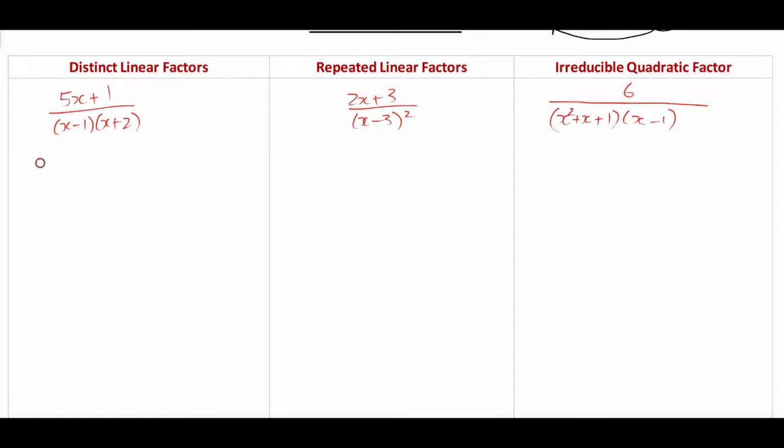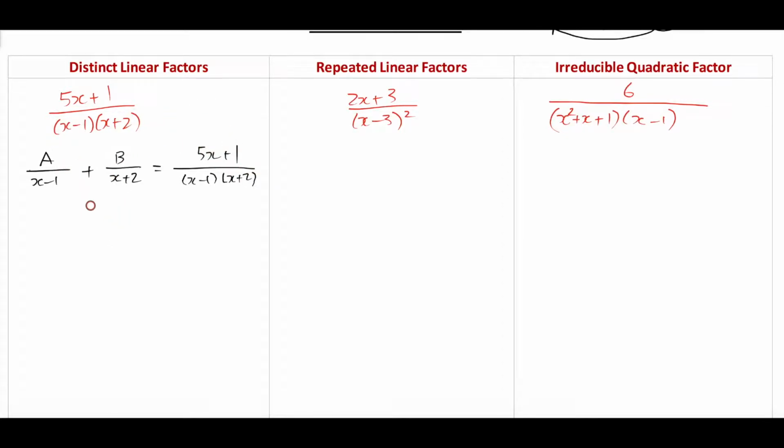How would you partial fraction that? Well, the formula is you want to convert it into A over x minus 1 plus B over x plus 2. So that's an example. We want to convert it into this case, A over x minus 1 plus B over x plus 2. And then of course, if I combine the fractions together, I should get back to my original, which in this case is 5x plus 1.